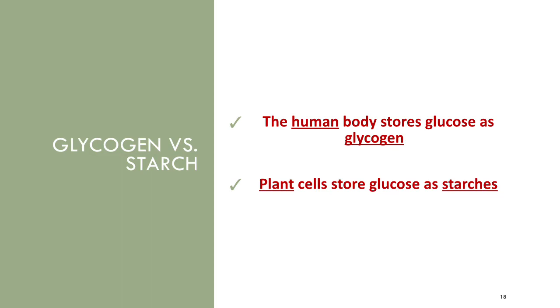Now, a very important difference is that our human body stores glucose as glycogen, like I previously discussed in the previous slide. When we have excess glucose in our body, our liver will actively convert the excess glucose into glycogen. And when we need the energy, the glycogen will be converted back to glucose. Now, plants have the same mechanism. However, plants do not have a liver. So plants do not store glucose as glycogen. Plants store glucose as starch. So that's the difference. Whether it's the human body or plant cells, they use glucose as the energy providing unit. However, the human body stores glucose as glycogen, while the plant stores glucose as starch.